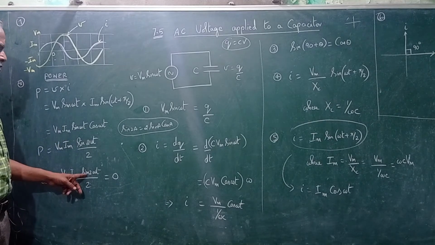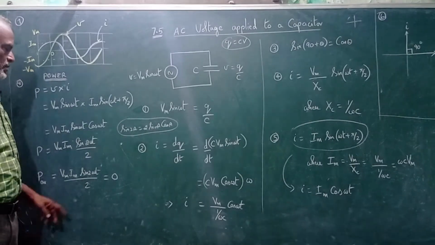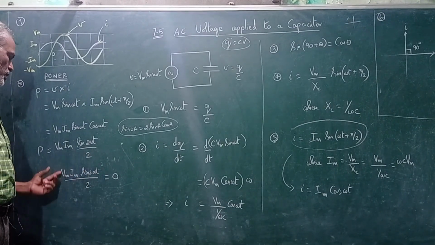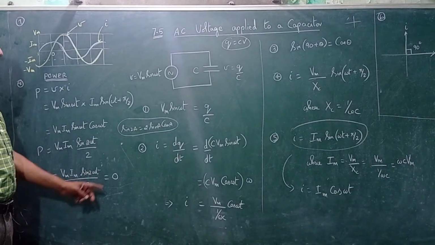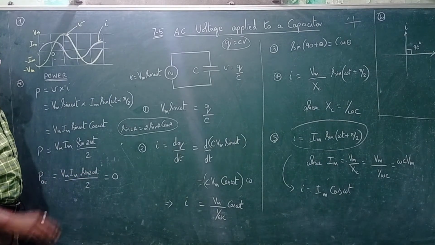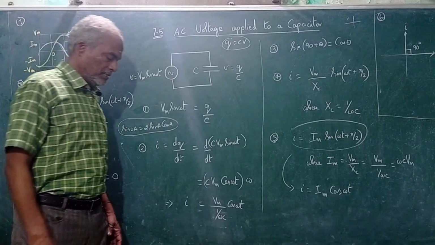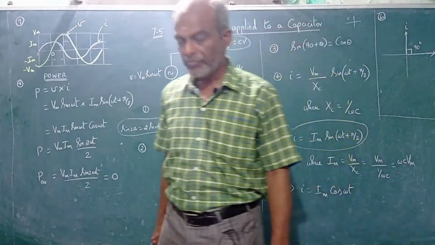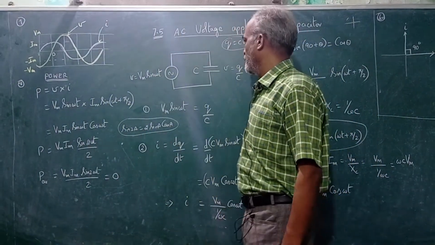The average value of one complete cycle for sin 2 omega t is 0. Therefore, this overall average power is equal to 0. That means the average power delivered to the capacitance is 0.